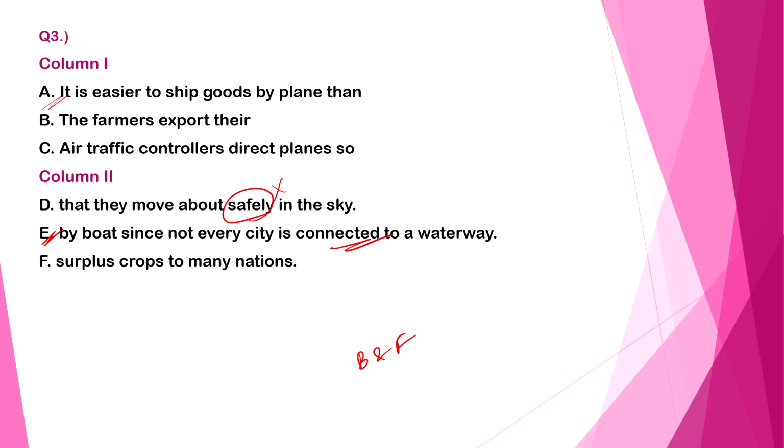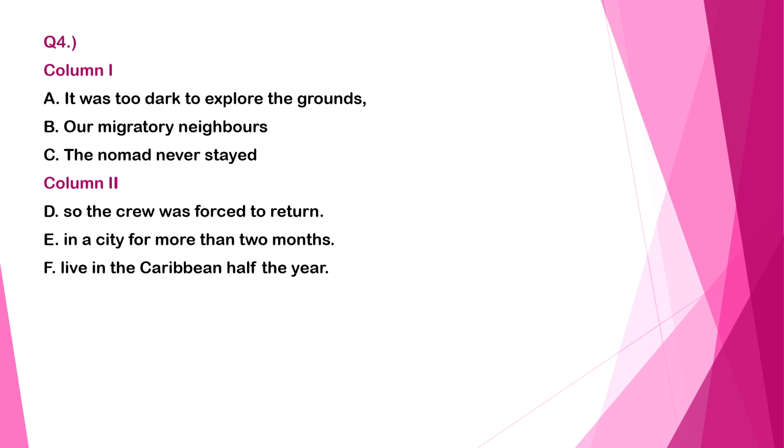Hence, clearly option C, that is parts B and F, is the right answer choice. The sentence formed would be: the farmers export the surplus crops to many nations. Fine. So, is it clear? Now, moving on, here is the next question, solve it.